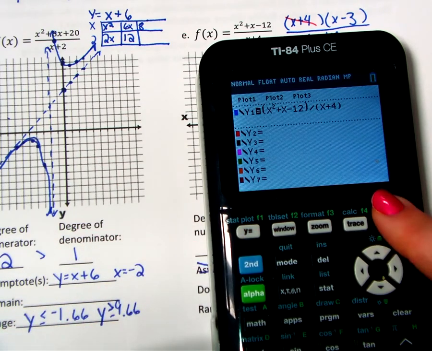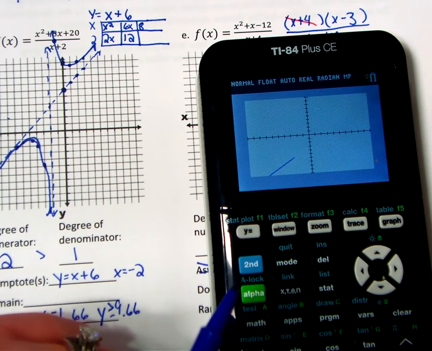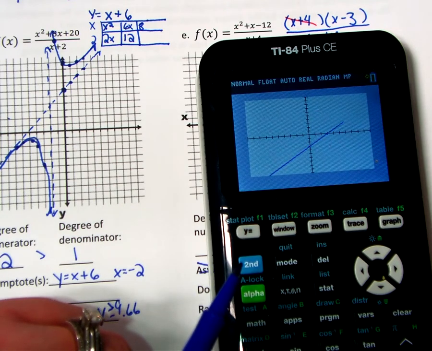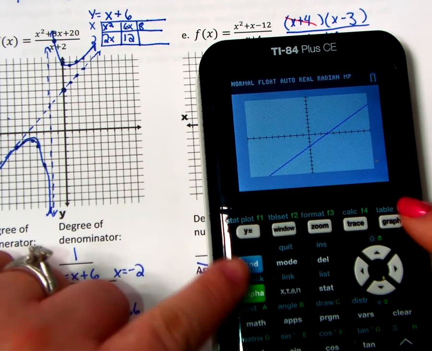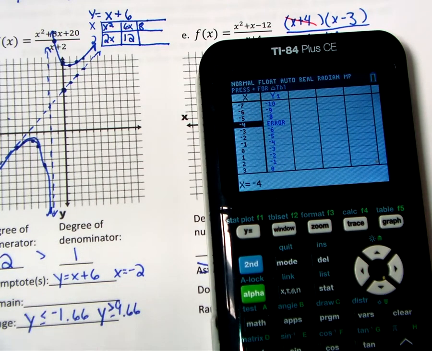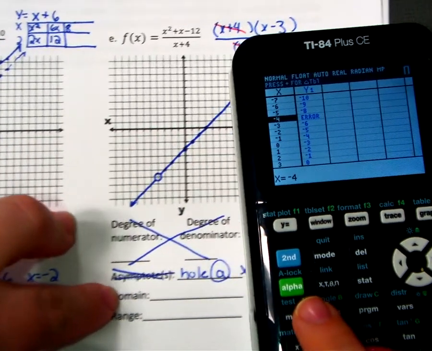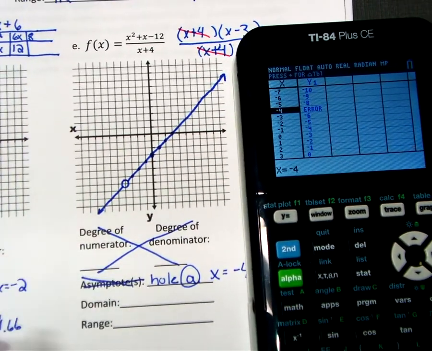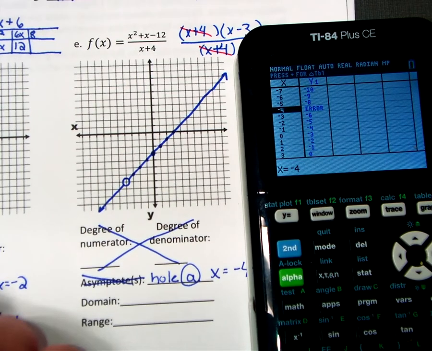In fact, it will just look like a straight line. However, if you looked at the table, you would see the error happening at the hole. So we need to represent that there is an error happening at the hole. Do not be fooled by just plotting what you see. You need to know what that looks like.